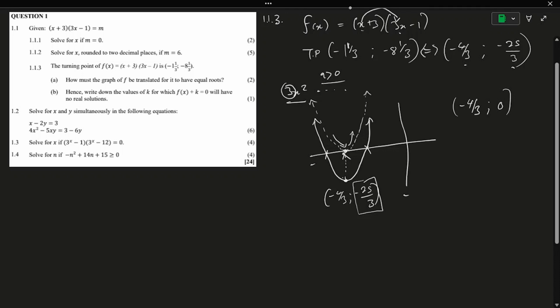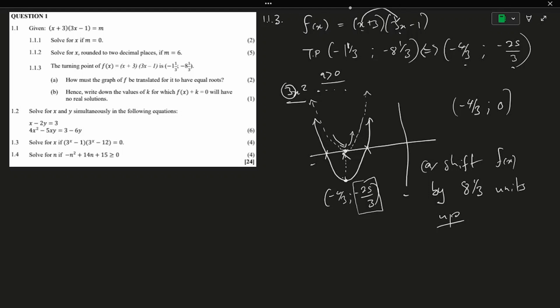So in other words, the answer to A should be we need to shift f of x by 8 1/3 units up, or we need to shift f by 25/3 units up, right? Because we just discovered that we need to take this f up by the y value that we have. So we have -25/3. To cancel out -25/3 so that it becomes 0, we need to add a positive 25/3, which is the same as 8 1/3, right?